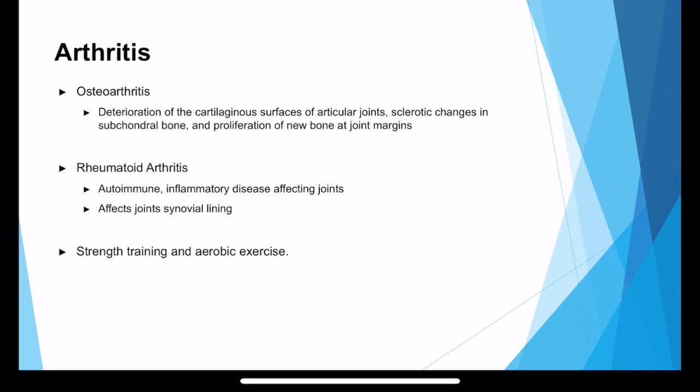Arthritis is sometimes autoimmune. So autoimmune arthritis is rheumatoid arthritis. That's an inflammatory disease affecting people's joints, and it'll affect the joint's synovial lining. And then osteoarthritis is a deterioration of the surfaces of the joints. So just remember, one is autoimmune and one is over time deteriorating.